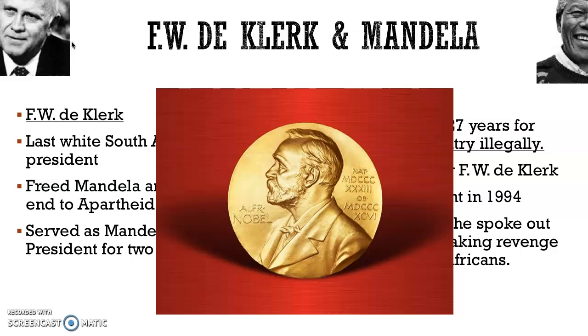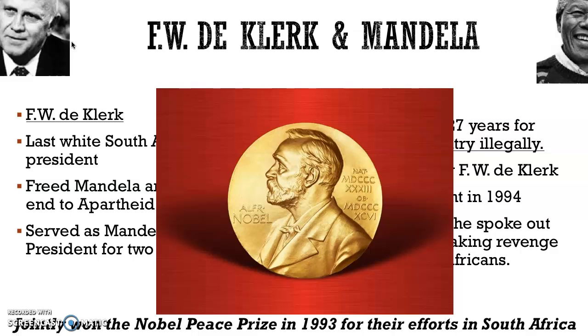So what is that thing there? That is the Nobel Peace Prize. And these two men jointly won the Nobel Peace Prize in 1993 for their efforts to basically transform South Africa from a racist, segregationist, apartheid country to a place of unity of all races. So to their credit, they won the Nobel Peace Prize in 93.